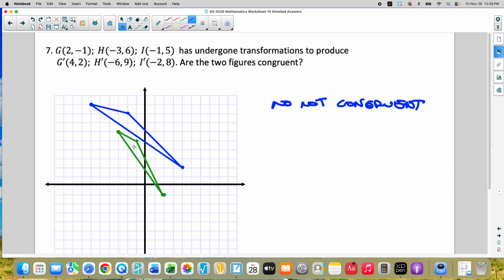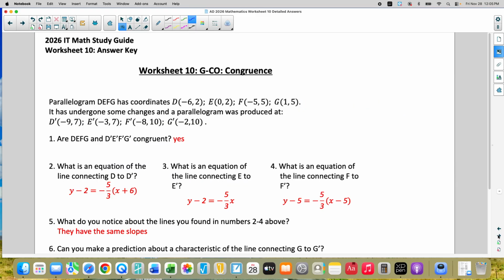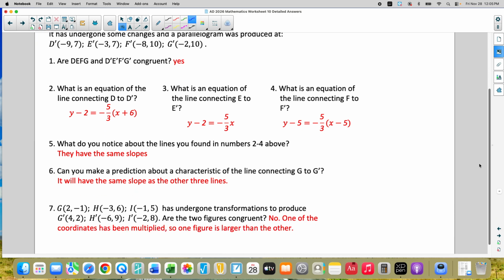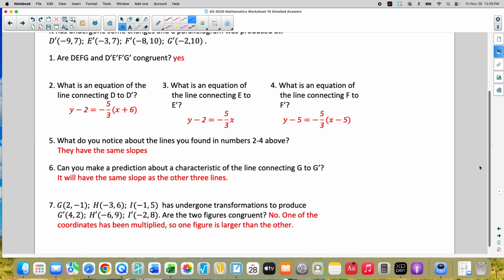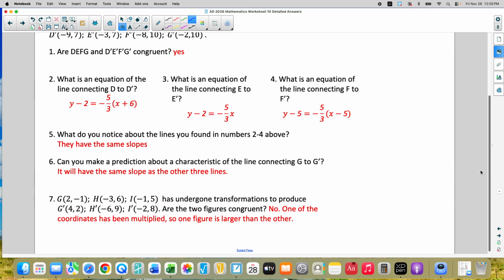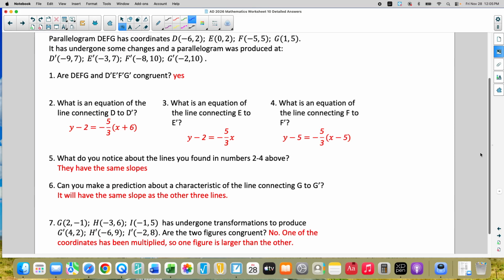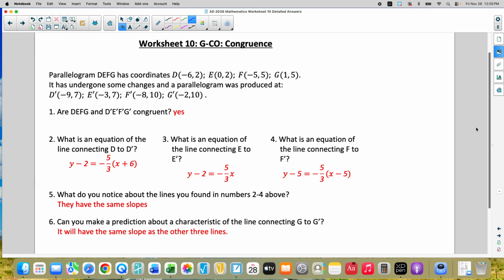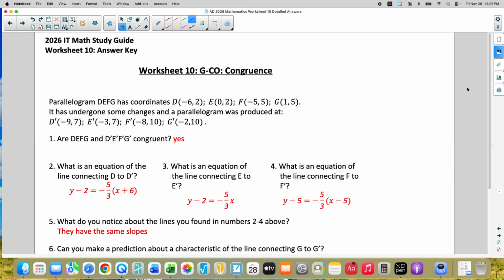We know that. So that's it, huh? No, one of the coordinates has been multiplied, so the figure is larger than the other. Good. Same slope. Good. They have the same slope. All right. Oh, they went in point slope form. Well, it didn't tell us what form they wanted, so that's fine also.